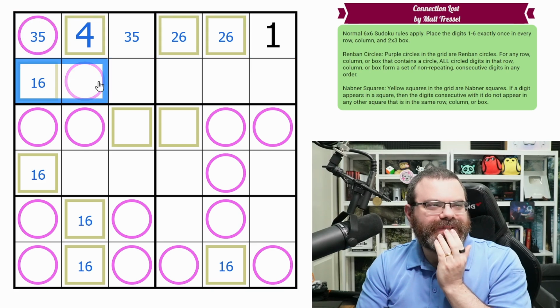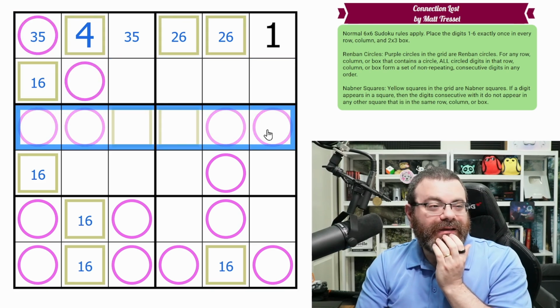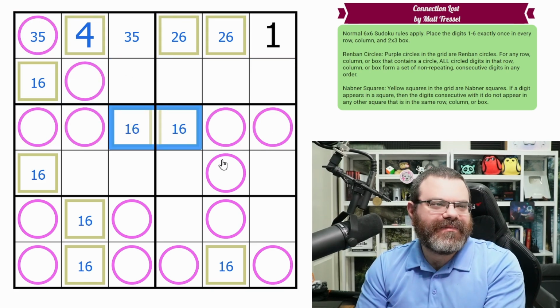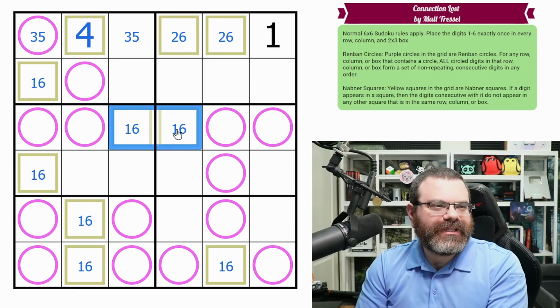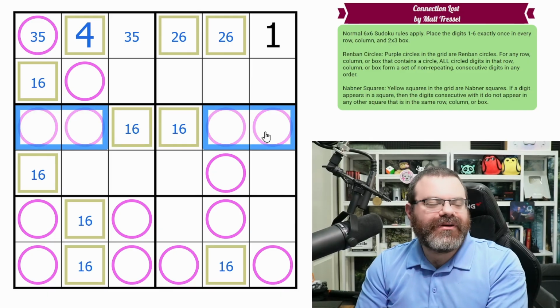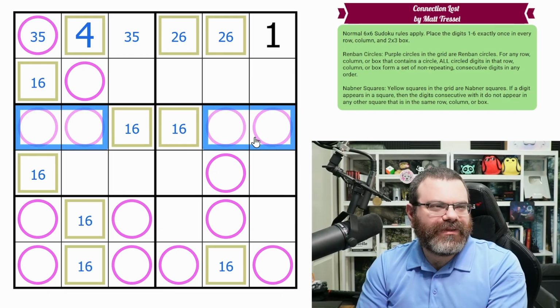Let's look at rows. This row does nothing. Oh, this row also has the 1, 6. See, it's really easy to miss these. That's why I'm going through each one. This has 1, 6, so these are also 2, 3, 4, 5. I still don't really want to mark that.